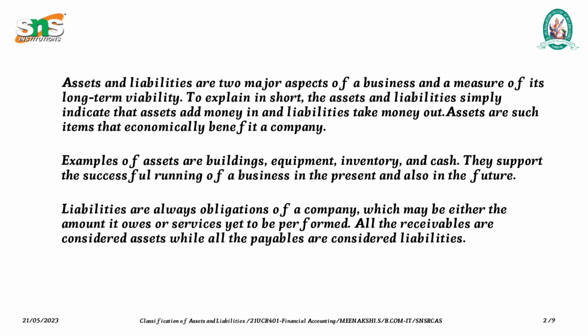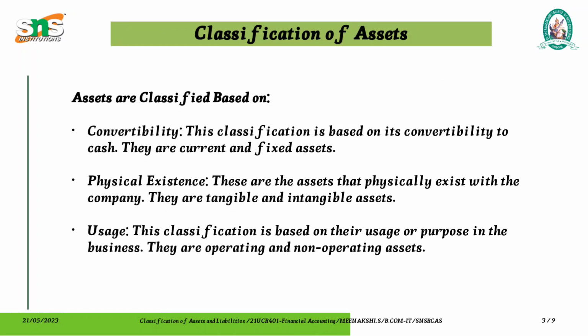Assets and liabilities are two major aspects of a business and it is a measure of its long-term viability. In short, assets and liabilities simply indicate that assets add money to the firm and the liabilities take money out from the firm. Examples of assets are buildings, equipment, inventory, and cash. Liabilities are always obligations of a company which may be either amount it owes or services yet to be performed.